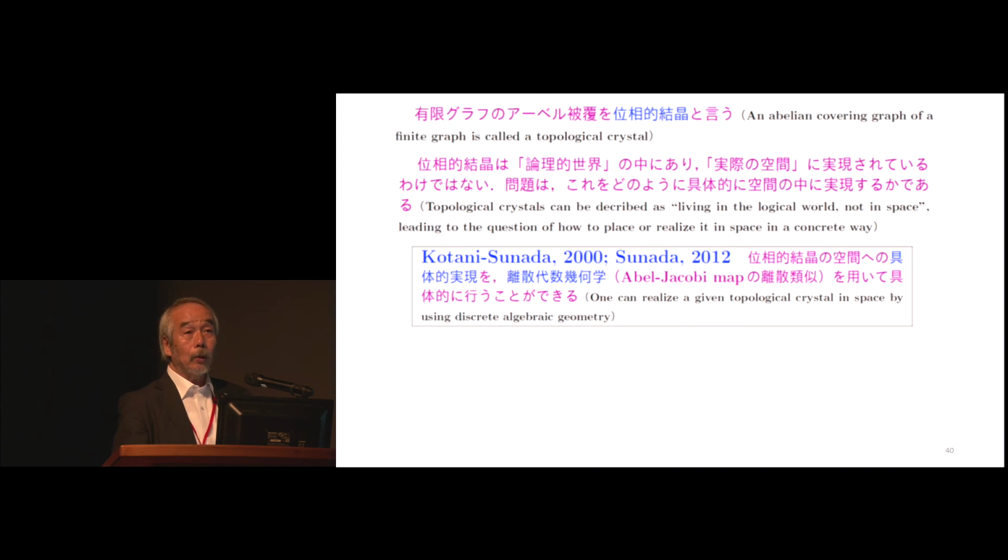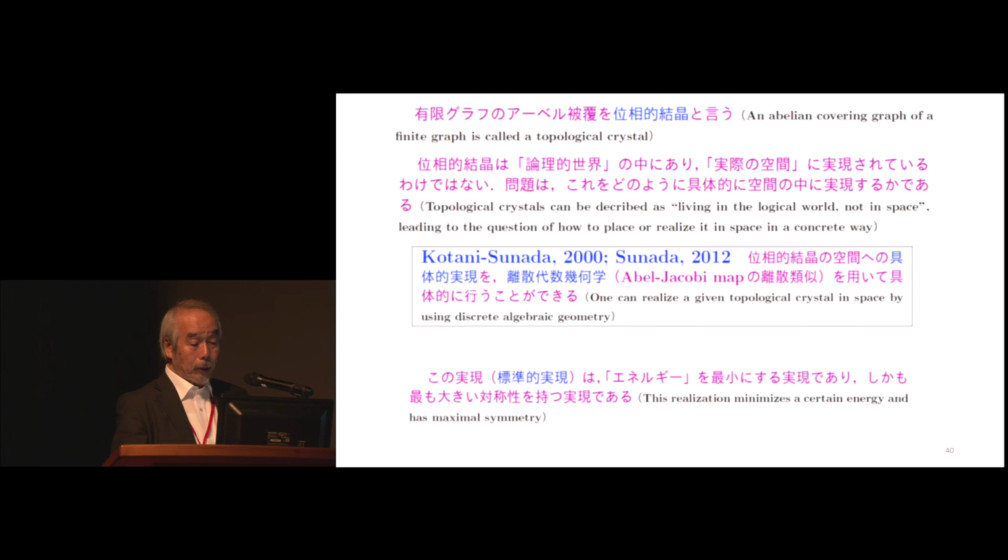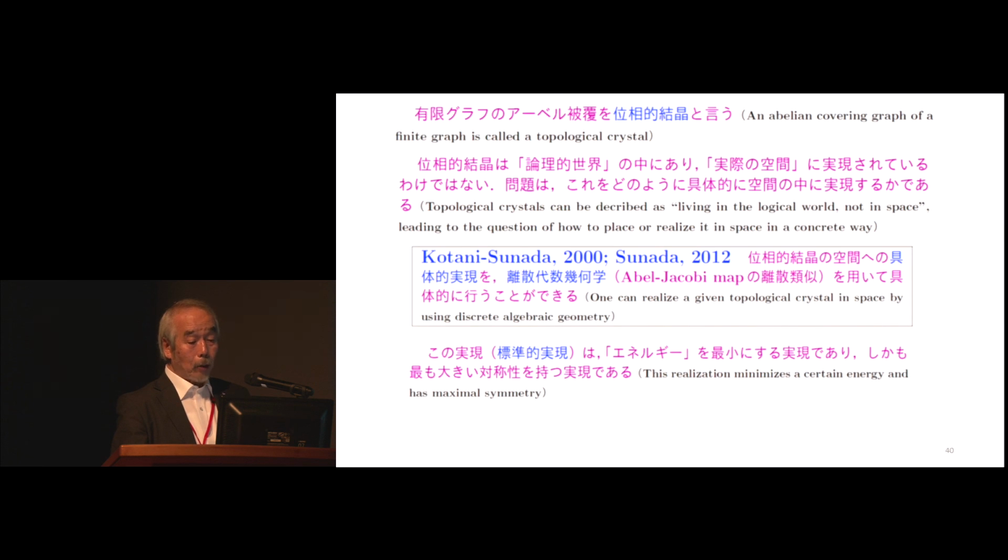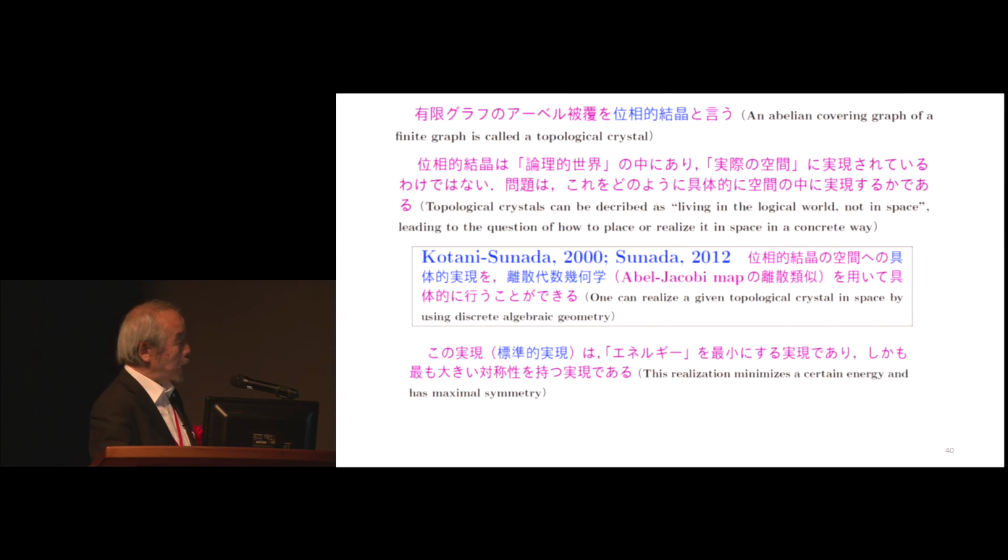This was proven in 2012. This is a graph version of the abelian extension with the abelian covering. And then we use discrete algebraic geometry. So this is a geometric version of Kronecker's dream, if I insist. And this realization minimizes a certain energy and has the maximal symmetry.